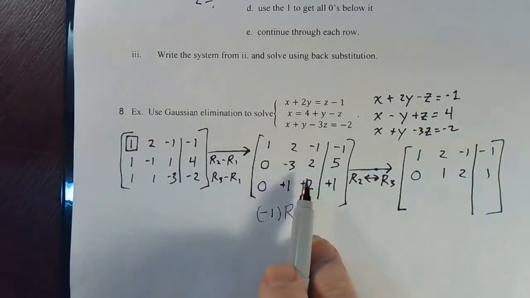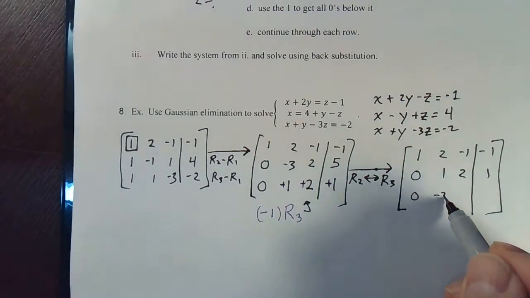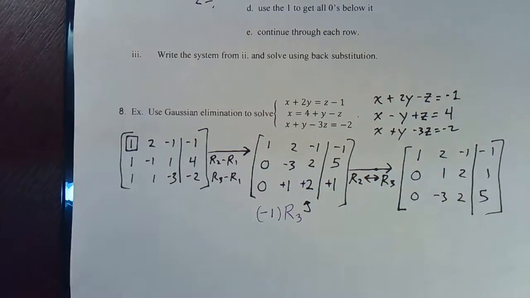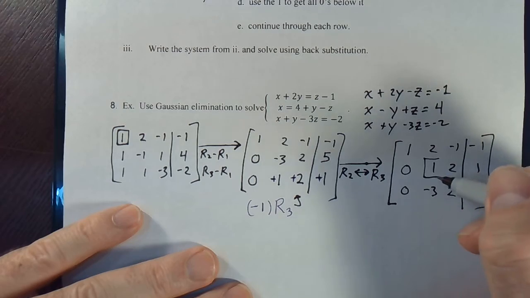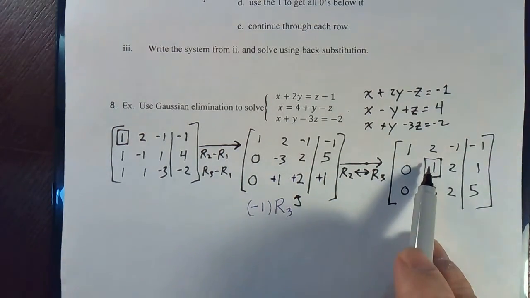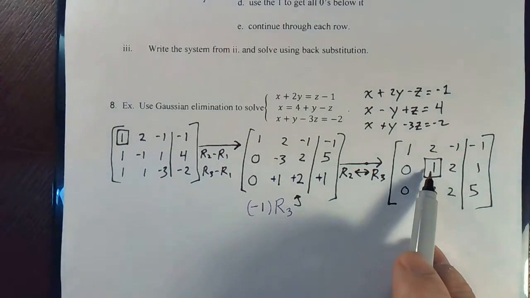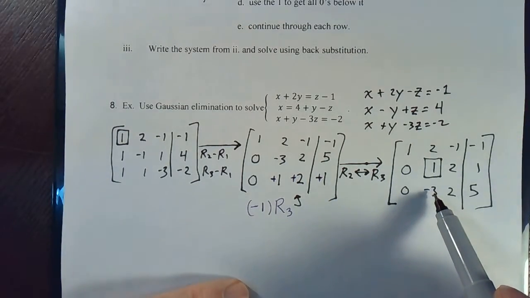And then this old row 2 is going to go down to row 3. 0, negative 3, positive 2, positive 5. Okay, and usually, in case I didn't mention it, I always put a box around the 1 after we create it. We got this 1 right where we needed it to be in row 2. This is the pivot in row 2. So now I'm going to use this to get a 0 below it.